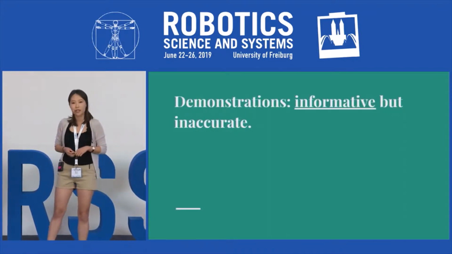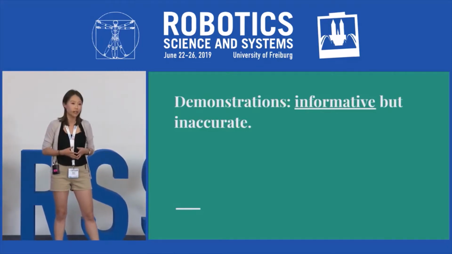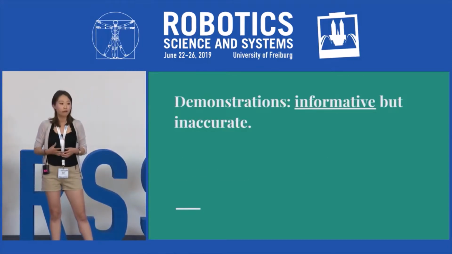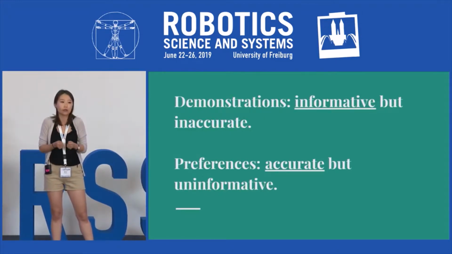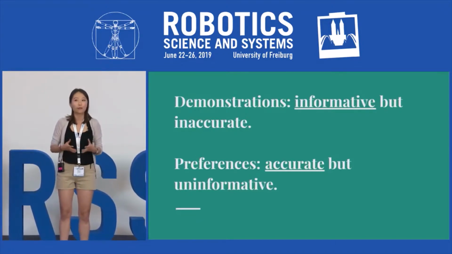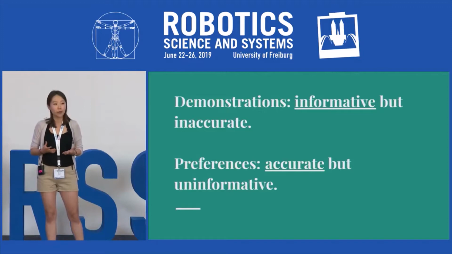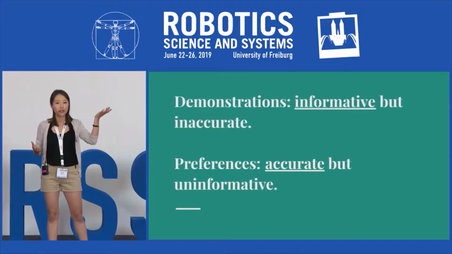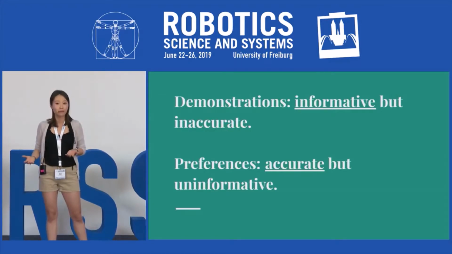Our key insight is that demonstrations are rich in information, but are relatively inaccurate. On the contrary, preferences are really accurate, but each individual preference query is relatively uninformative. Note how their strengths and weaknesses are complementary. So we ask the question whether we can combine information from both in such a way that amplifies their strengths and demolishes their weaknesses. And we think we can.